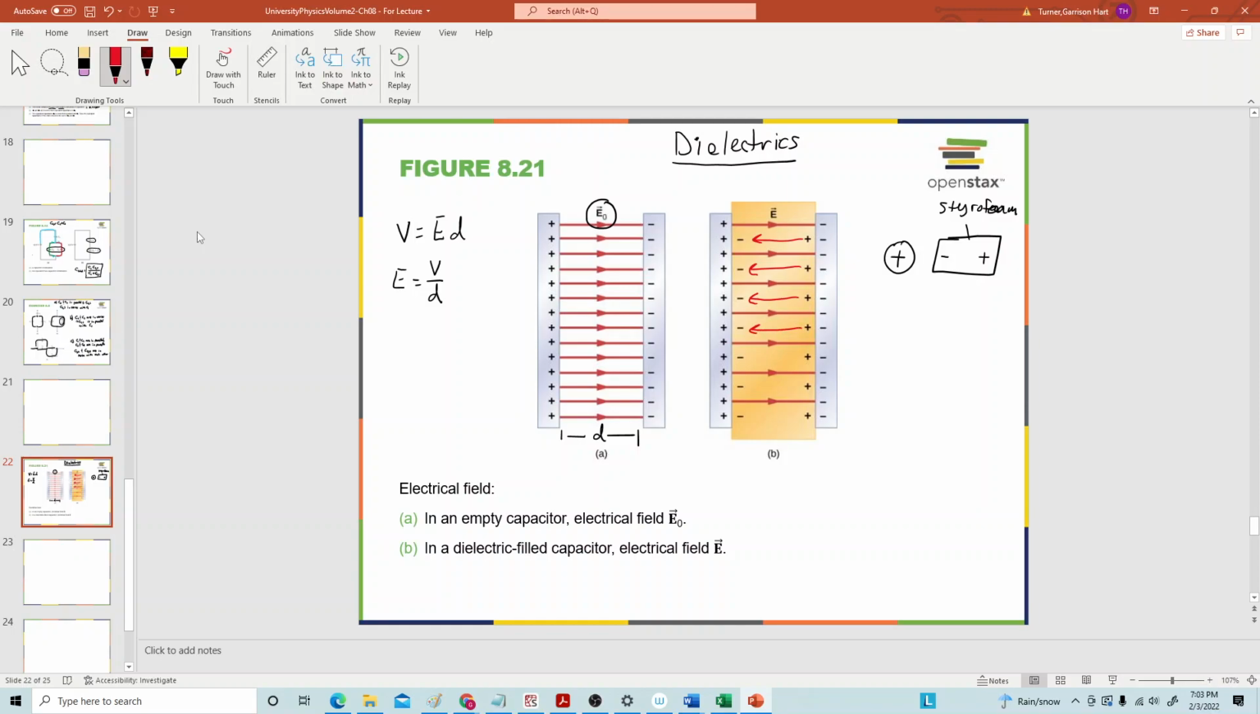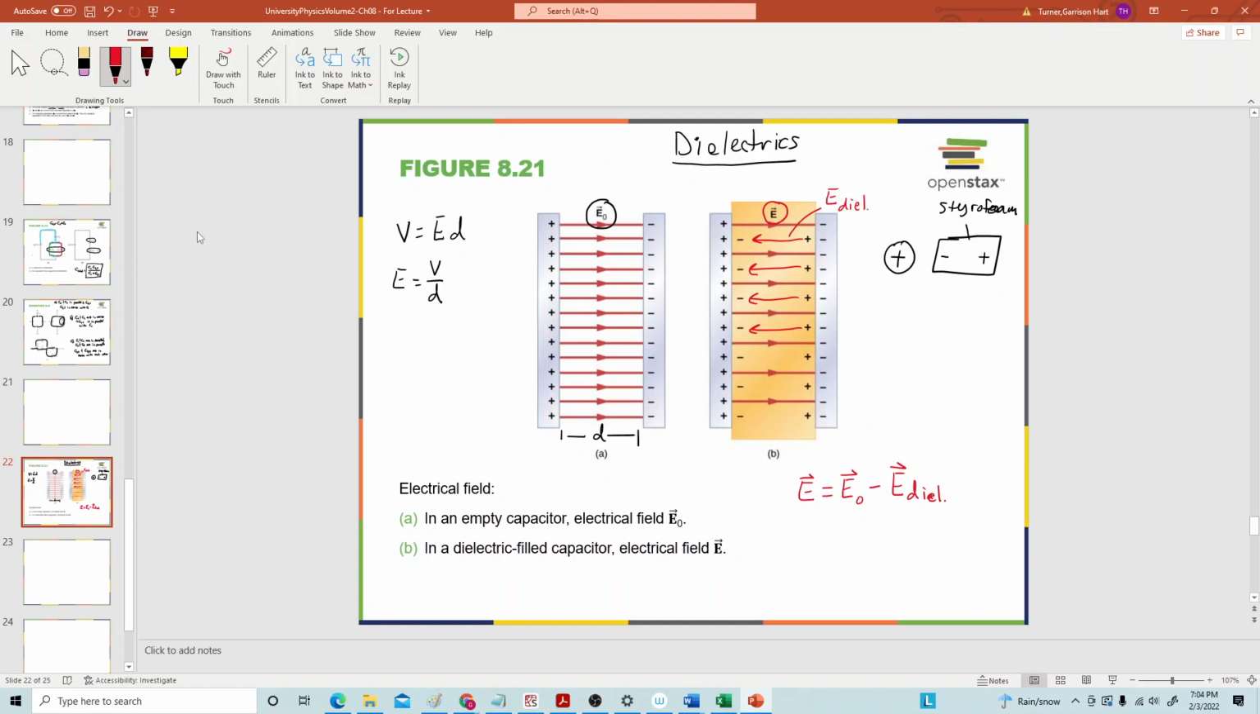But the overall effect is that the total field E between the two plates, if we call this field E of dielectric, is equal to E naught minus E of the dielectric. So you've reduced the strength of your field.